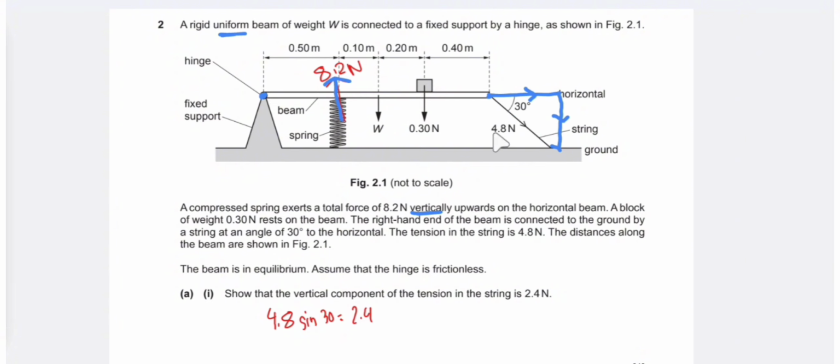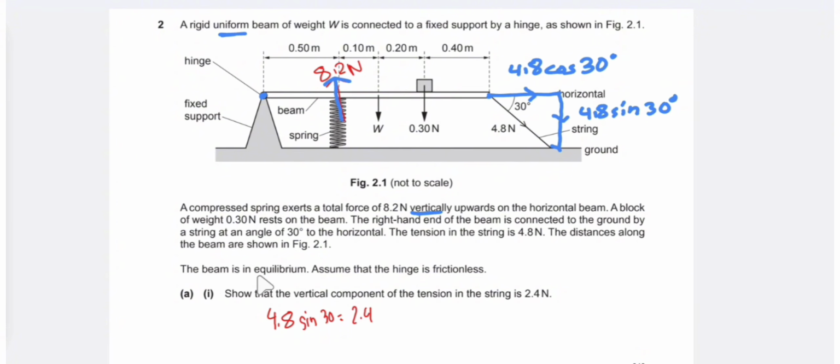What is the horizontal component of 4.8 Newton that is acting at an angle of 30 degrees? Since it is the adjacent side, it is 4.8 cos 30. The adjacent side is cos and the opposite side is sine, so the opposite side would be 4.8 sin 30. That is the horizontal and the vertical component of the 4.8 Newton force. Then the tension in the string is 4.8 Newton. The distances along the beam are shown in figure 2.1, so the distance values are given.